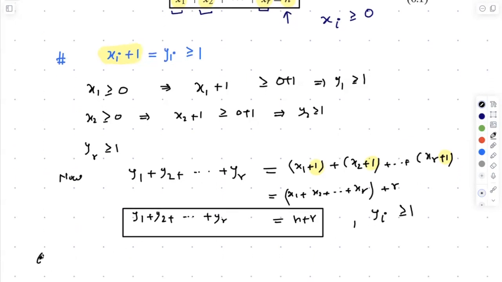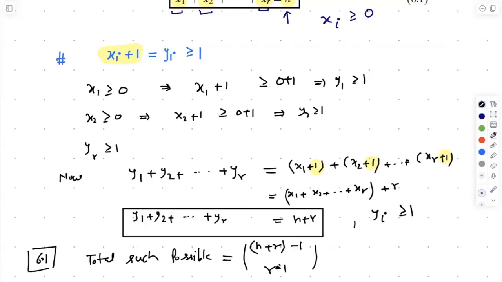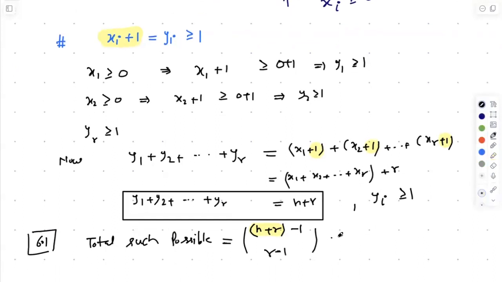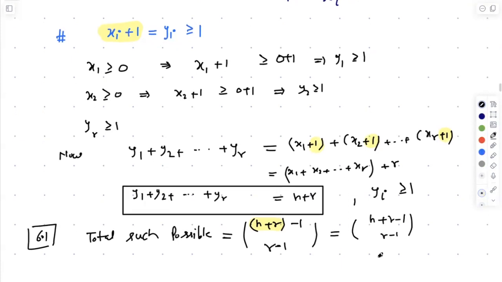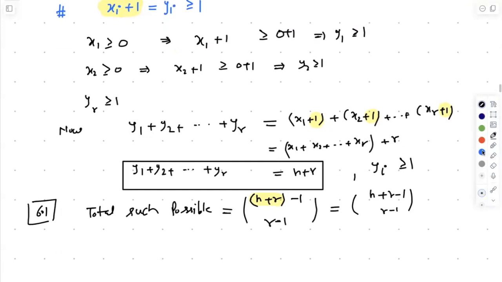But we have the formula from proposition 6.1. We have total such possibilities, that is the number of positive solutions is going to be how much? It is going to be n minus 1 C r minus 1. Check once more. The role of n is played by n plus r this time. You can just correlate the same situation from 6.1. This is going to be n plus r minus 1 C r minus 1. So you will see a similar type of question later on also.